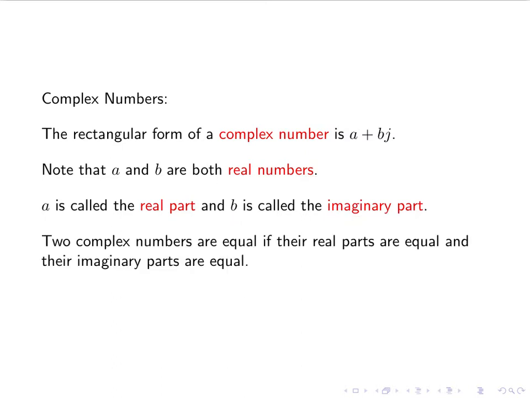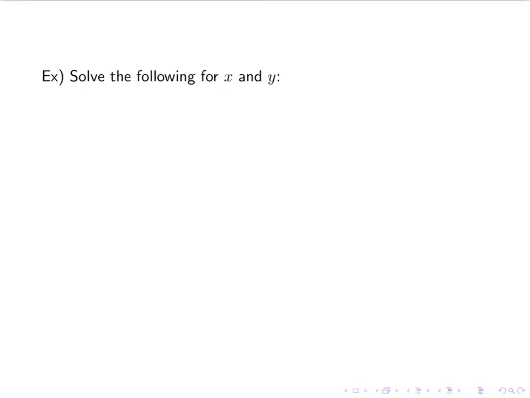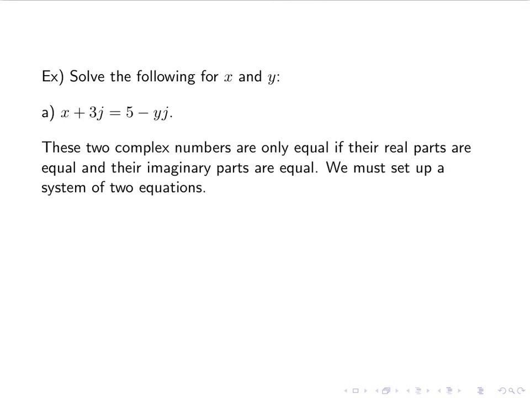Two complex numbers are equal if their real parts are equal and their imaginary parts are equal. So what we're going to do is have two complex numbers equal to each other, and solve for, say, x and y. So if x plus 3j equals 5 minus yj, what are x and y? Again, two complex numbers are equal if their real parts are equal and their imaginary parts are equal. So we're going to set up a system of equations. We dealt with systems of equations in Tech 1, so we're going to see it come up again.